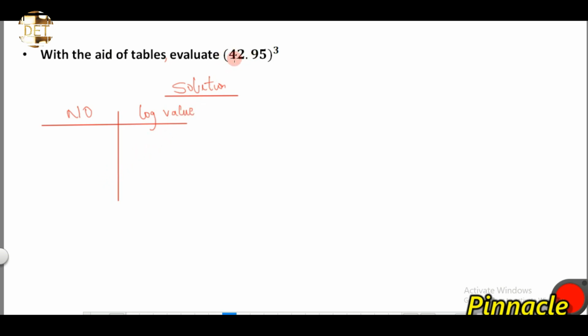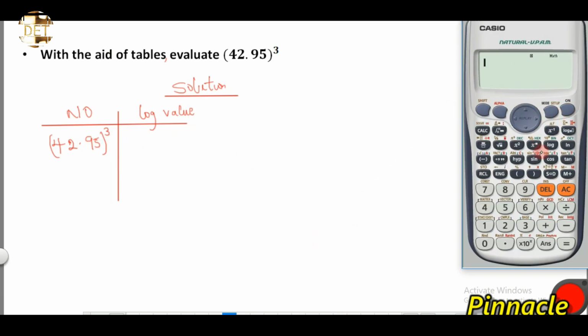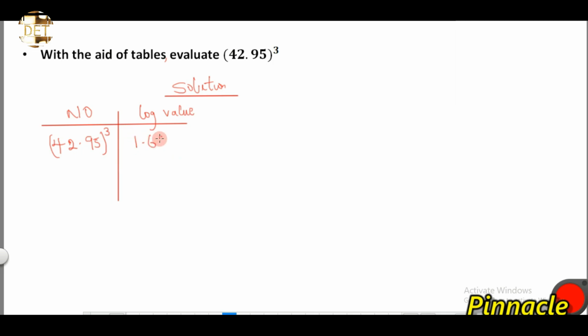So the number that I was given is 42.95. So I'm going to write it here, 42.95 raised to the power of 3. So the next thing you would want to do is to look for the log value of 42.95. I'll bring out my calculator and press log 42.95. So log 42.95 is equal to 1.6329. So I'm going to write 1.6329. This is my log value of 42.95.